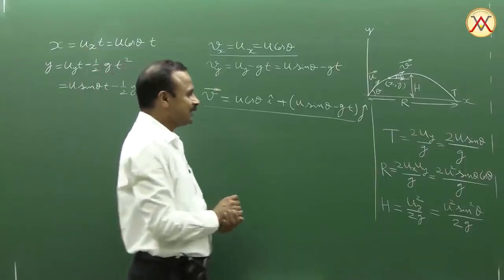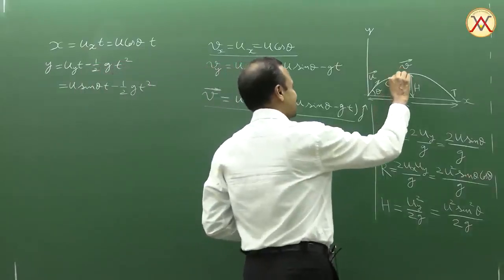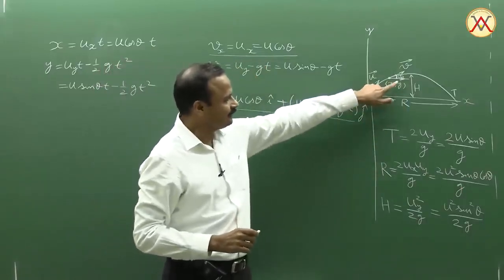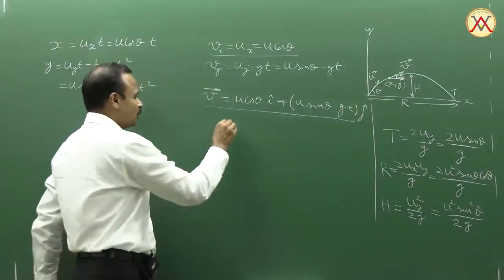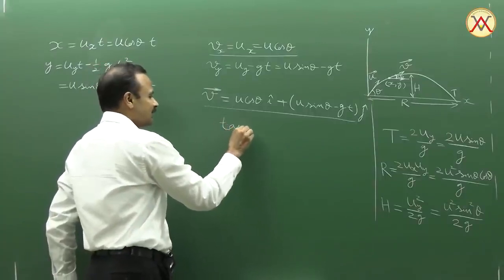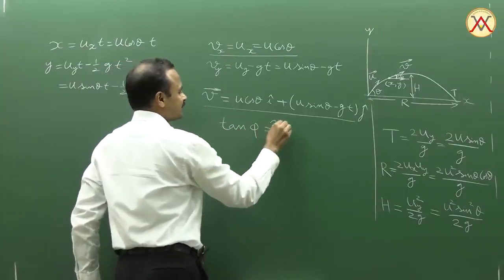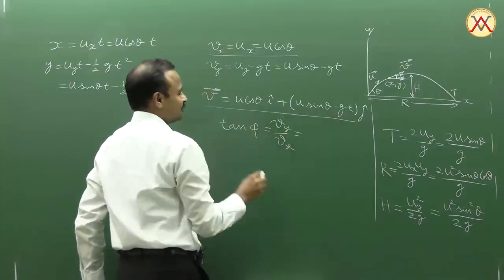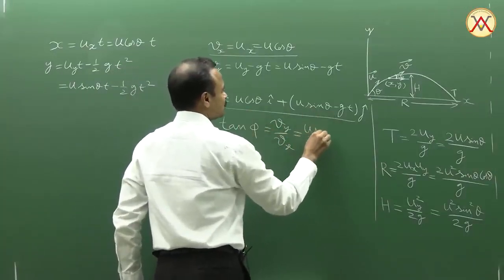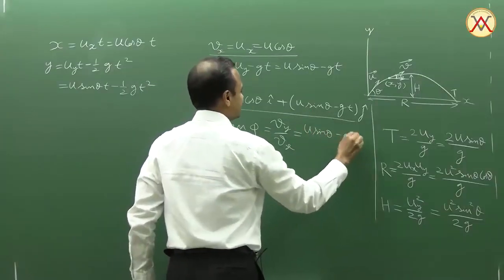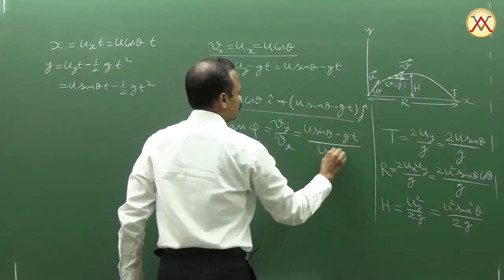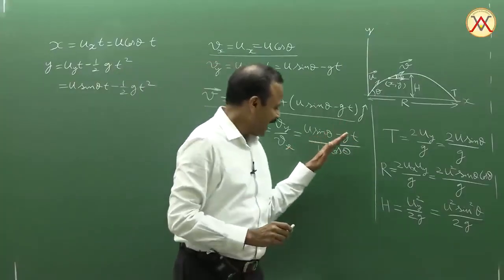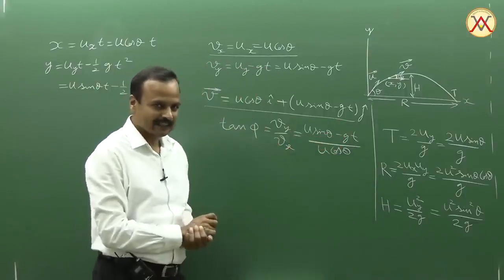If you want to write the direction of velocity vector, the angle which the velocity vector makes with horizontal, I have denoted it by phi here. What you can do is write tan phi as Vy by Vx. This is Vy, this is Vx, so it becomes u sin theta minus gt upon u cos theta. So this is how you can get the angle which the velocity vector makes at any moment.